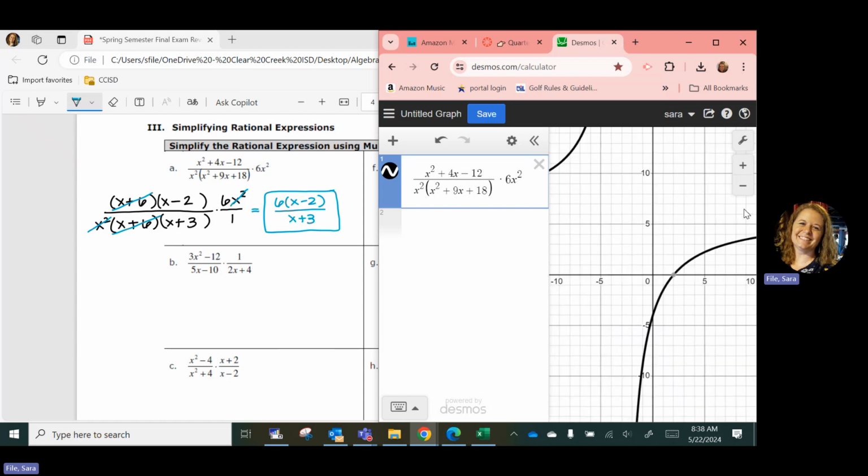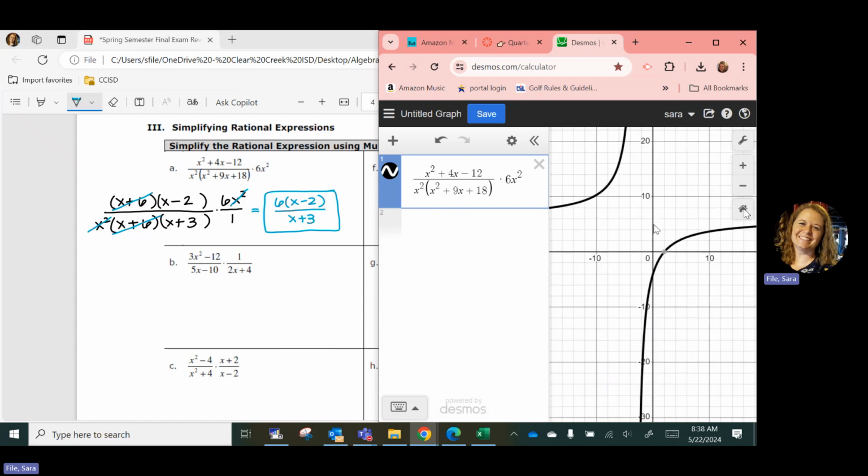And you can see the graph here, this rational function. Now let's type in our simplified version. Let's pretend this was multiple choice and I'm typing in answer choice A. I've got 6 times x minus 2 over x plus 3. Oops, I again typed an equal. There we go. I can turn that graph on and off and see underneath it. It's the exact same graph.